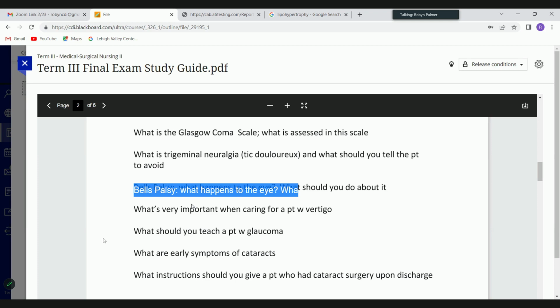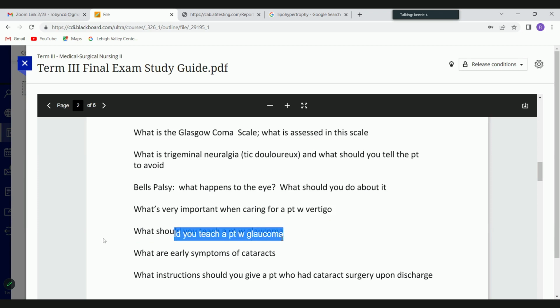Things like that. What's the most important thing in caring for a patient with vertigo? What are we worried about? Safety. Yeah, absolutely. What should you teach a patient with glaucoma? Avoid driving at night. Okay, avoid driving at night.